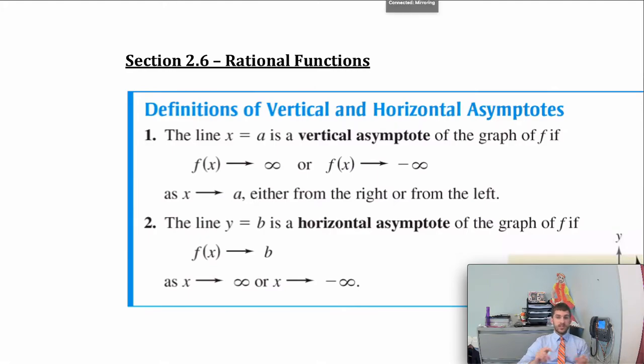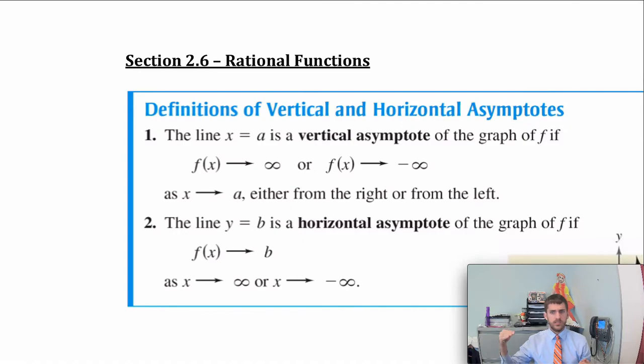Section 2.6 is all about rational functions. Before we get into the actual functions, let's talk about asymptotes to start. So, definitions for vertical and horizontal asymptotes. The line x equals a is a vertical asymptote of the graph of f if f of x approaches either infinity, so it's going up, or f of x approaches negative infinity as x approaches a.